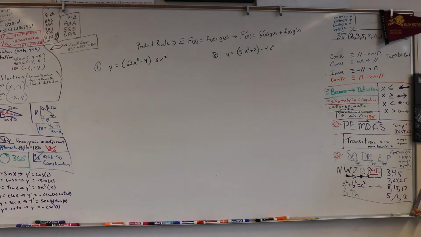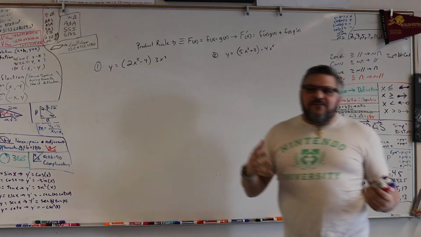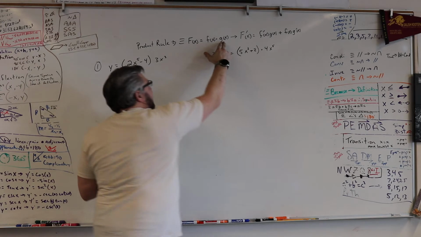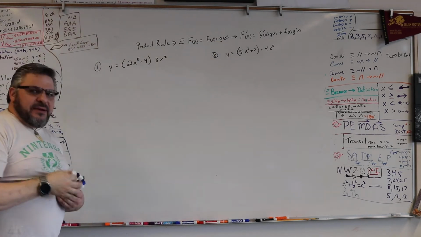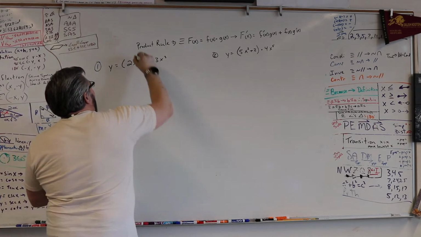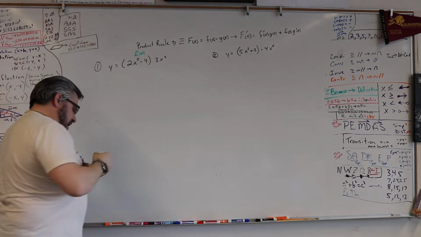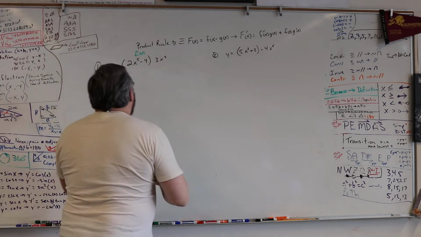All right, so the product rule is written up there. If capital F, so the big function, the function of x, is equal to something that has two functions, say f of x times g of x. So in this case, f of x, times g of x.